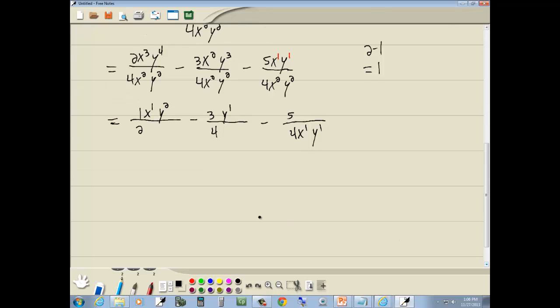If you follow that simple rule that I just gave you, you don't have to worry about handling negative exponents when using this setup. You may have to use them in other problems, but you don't have to worry about them in this type. Okay, so the 1 drops away there, so this gives us x y squared over 2 minus 3y over 4 minus 5 over 4xy. And that's our answer.